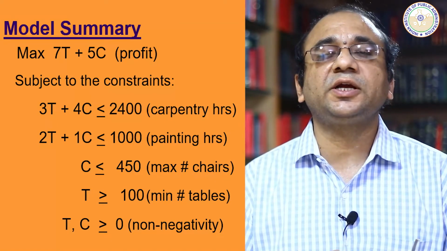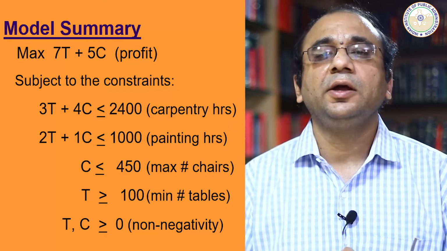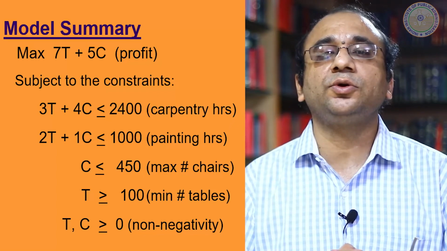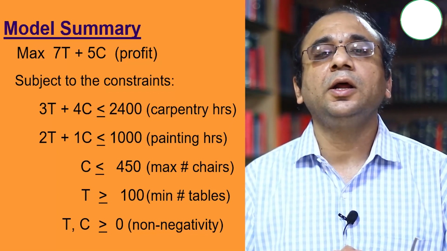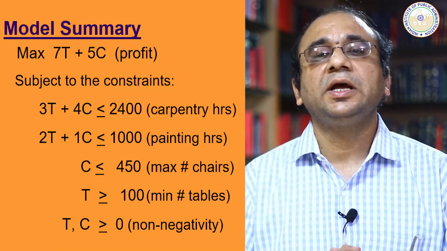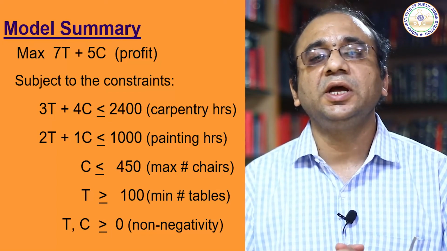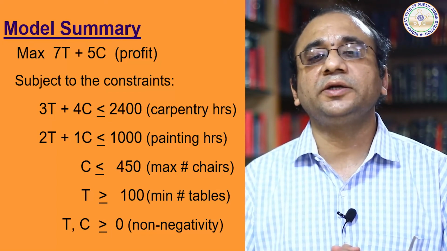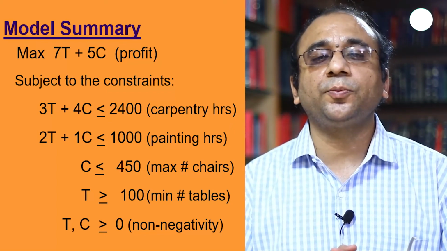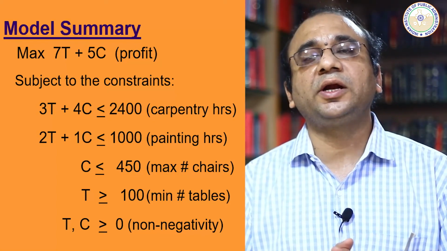So let's summarize the model we have gained. The model is to maximize our objective, 7T plus 5C, which is our profit, subject to the constraints: 3T plus 4C less than or equal to 2400, that is carpentry hours; 2T plus 1C less than or equal to 1000, that is painting hours; C, that is chairs, less than or equal to 450, that is the maximum chairs; T more than or equal to 100, that's the minimum number of tables we are going to produce; and T and C more than or equal to 0, that's the non-negativity constraint.